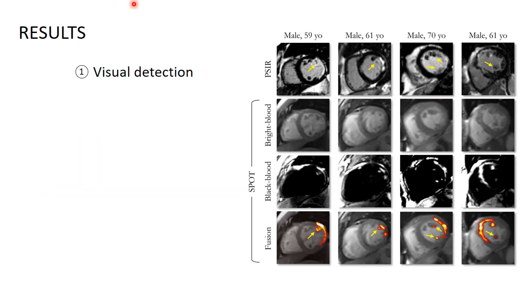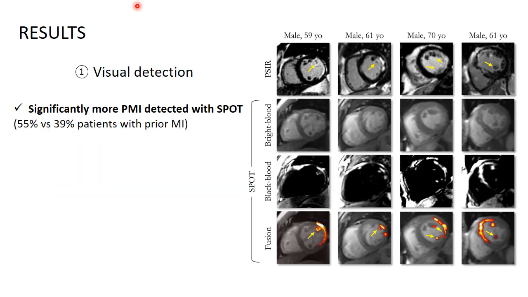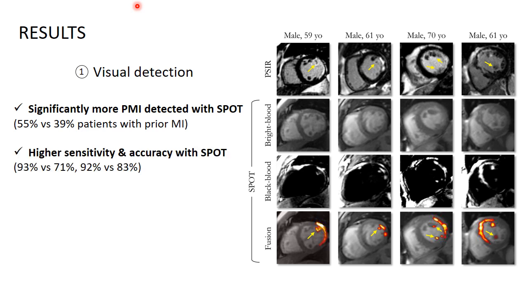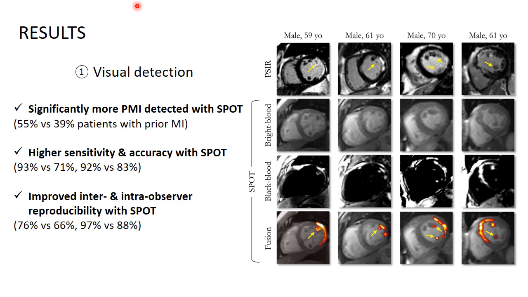For the visual detection, SPOT allowed to detect significantly more PMI compared to PSIR. SPOT provided a higher sensitivity and accuracy, as well as an improved inter and intra-observer reproducibility compared to PSIR. So if we focus again on the 70-year-old male, when it's really hard to decide whether there is PMI or not on PSIR, SPOT clearly enhances the damaged areas of the papillary muscle.